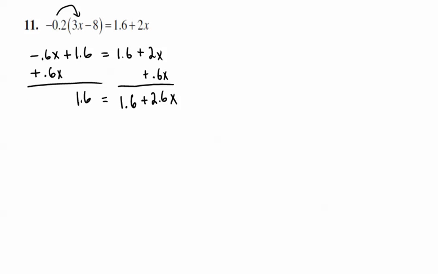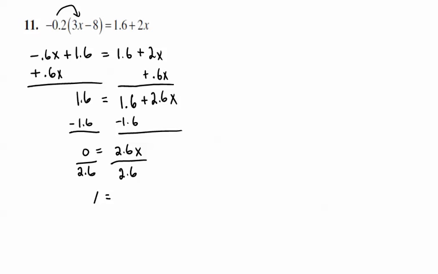The next thing that I'm going to do then is to subtract away the 1.6 from both sides. That leaves me 0 is equal to 2.6x. If I want, I can divide both sides by 2.6, but I can see that 0 divided by anything is going to give me 0. And so x has to be 0 in this case. That's the only way that we'll get a solution to this problem. Alright, we'll go on to problem number 12 then.